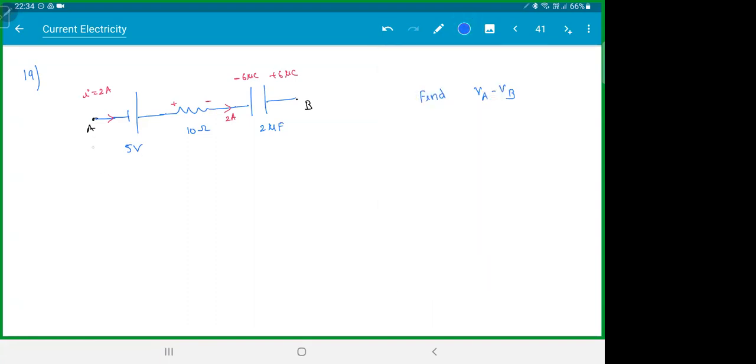See, this is how you write Kirchhoff's law. You start from A, VA, you're going through the battery, minus to plus, so plus 5. Then you're going through the resistor in the direction of the current, minus IR. Then you're going through the capacitor, negative to positive plate, plus Q by C. You came to B. Isn't this how you write? Please check your signs. Now you just need to put the values there. VA plus 5, I is 2, R is 10, Q is 6, and C is 2. So this would be plus 5 minus 20 plus 3 is VB. So VA minus VB would be, how much is this? 12 volts.